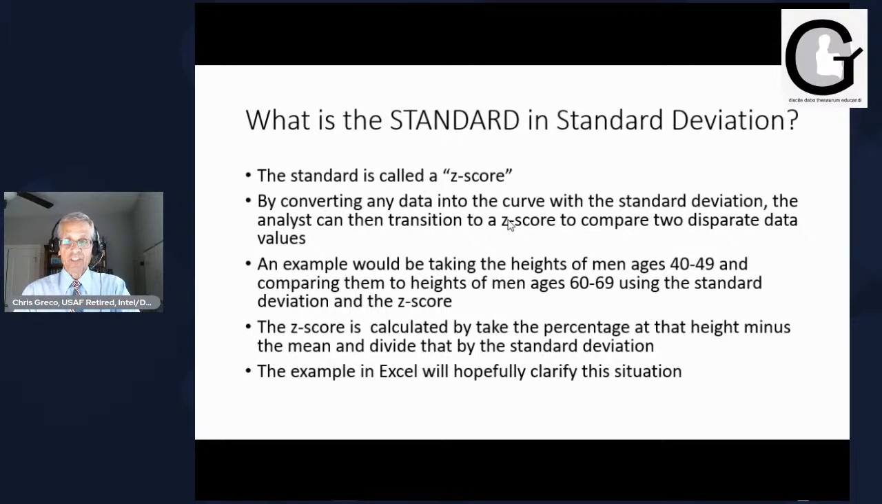So the z-score is calculated by taking the height minus the mean and dividing that by the standard deviation. Yeah, I know it sounds like, what the heck? But let's talk about this. So we're going to do an example in Excel.